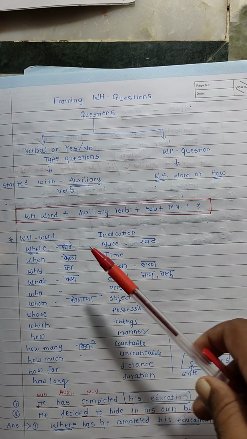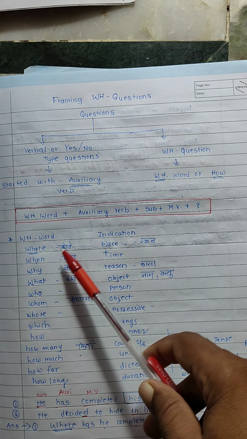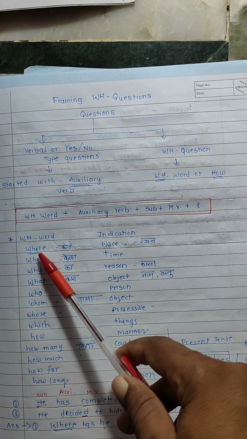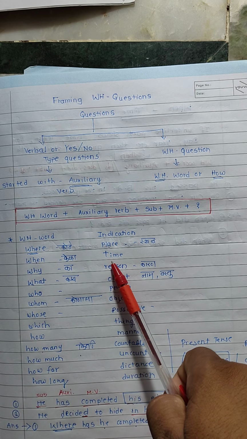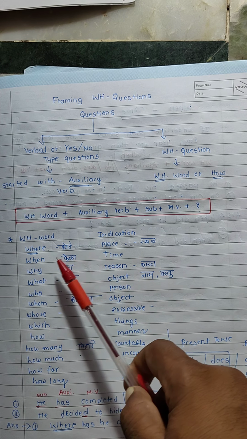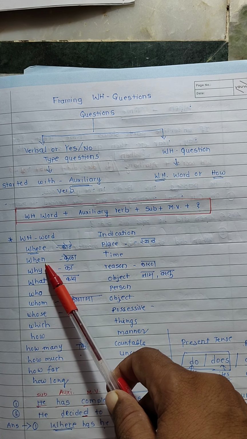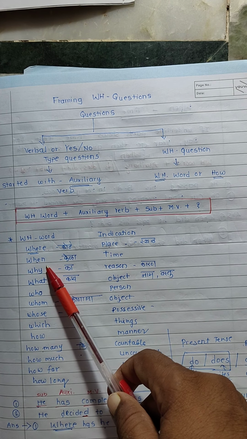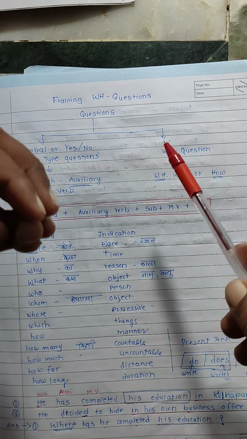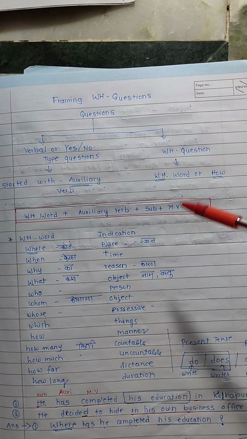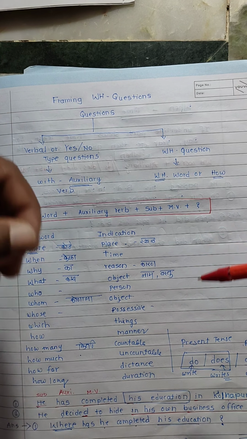If there is some kind of WH word indication, where the indication is a place, we use where. If the indication is time in the sentence, we use when for starting the question. So these are the minor things we have to understand, and then we frame the questions.